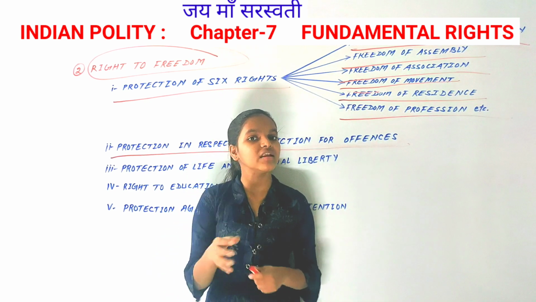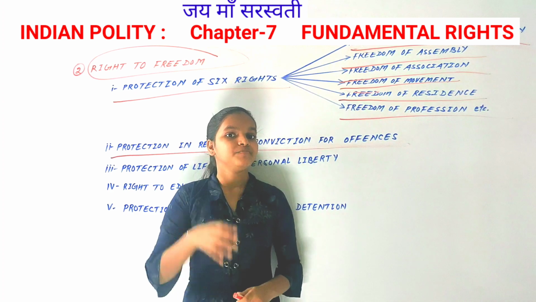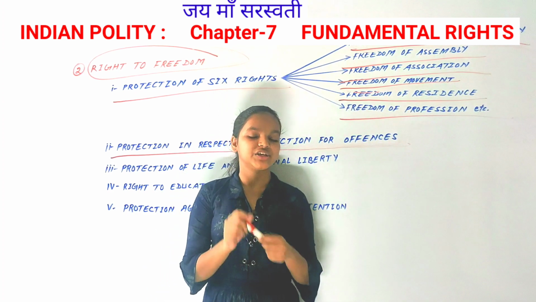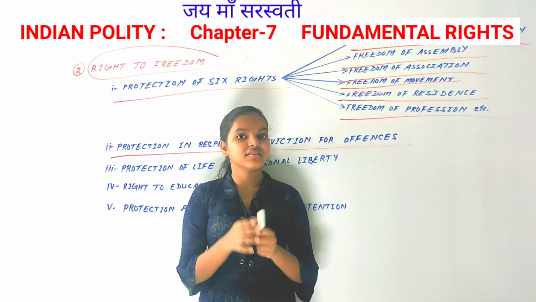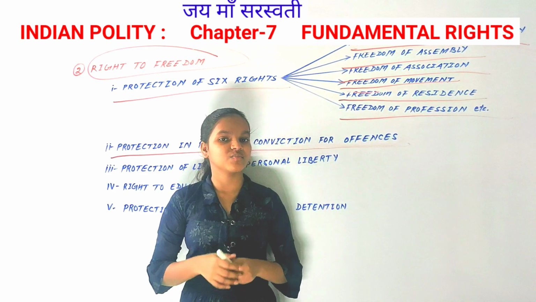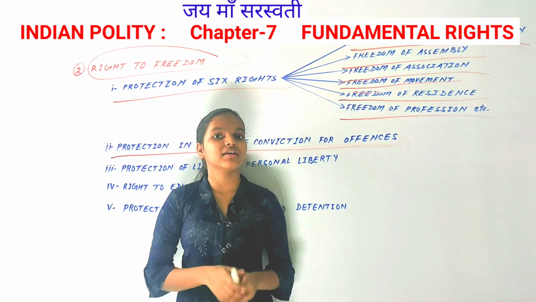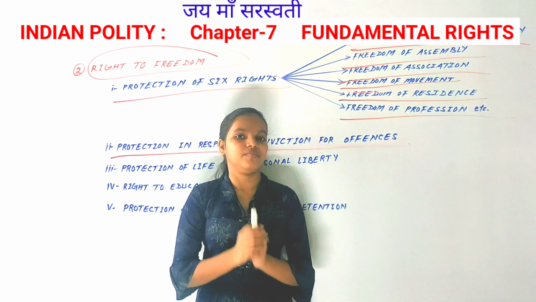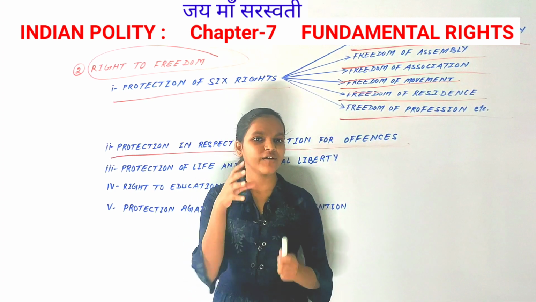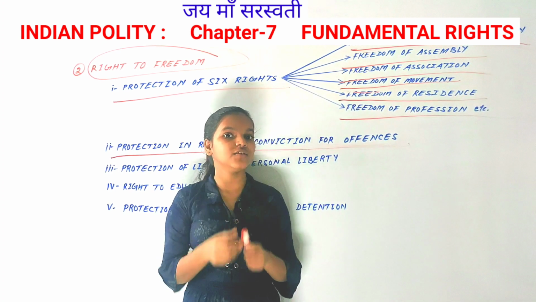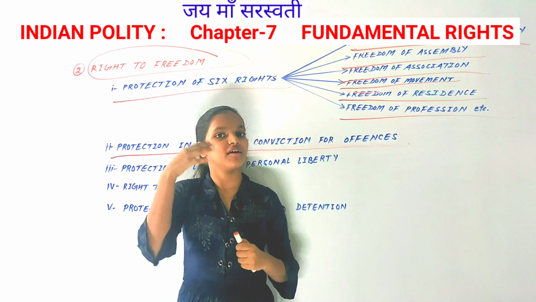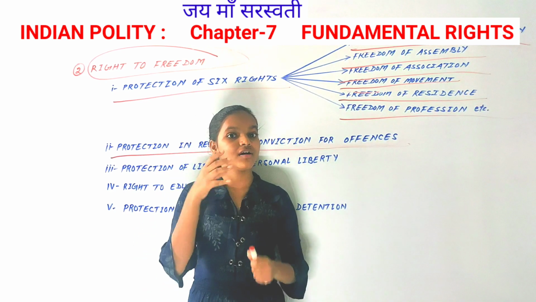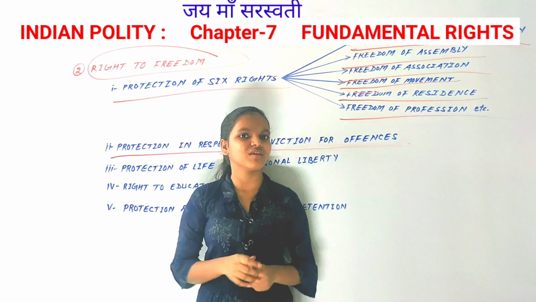And the third provision of Article 20 is no self-incrimination. No self-incrimination means that a citizen cannot be compelled to be a witness against himself. You may have seen in Hollywood movies that whenever American police, American cops capture any person, they give the Miranda warning. And what is the Miranda warning?